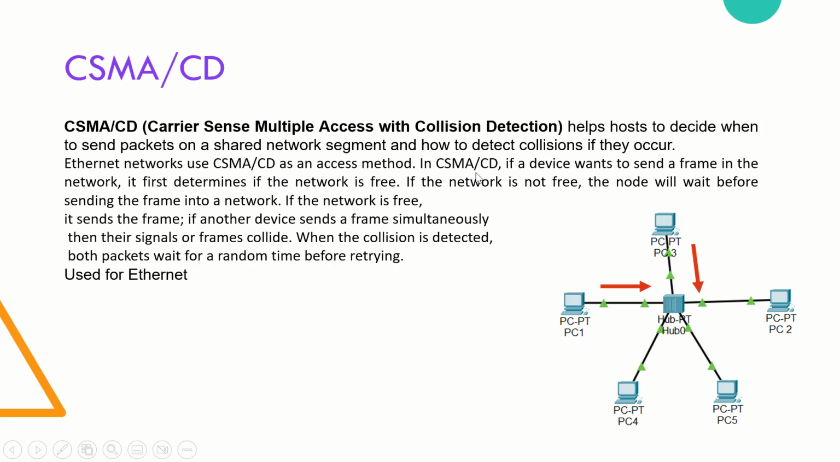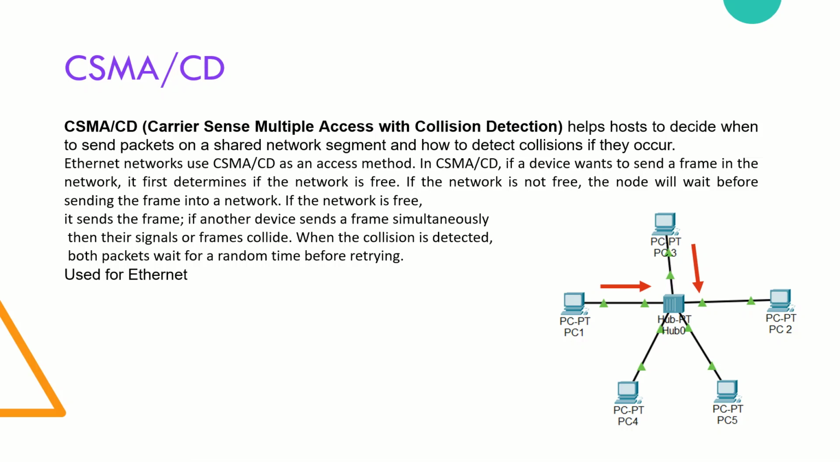In this scenario and in this term, if a device wants to send a frame in the network, it first determines if the network is free. If the network is not free, the node will wait before sending the frame into the network. If the network is free, it sends the frame. It should be used for Ethernet. You cannot use it for Wi-Fi.